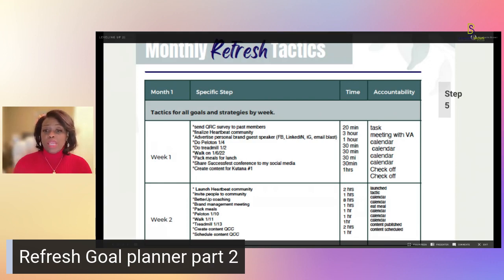So in week 1, for example, you can see there's a mixture of my personal goals and my professional goal. You can see that there's a mixture of strategy 1, strategy 2, and strategy 3 from both of those goals. So I have send QRC survey to past members, finalize heartbeat community, exercise on the Peloton, do the treadmill.